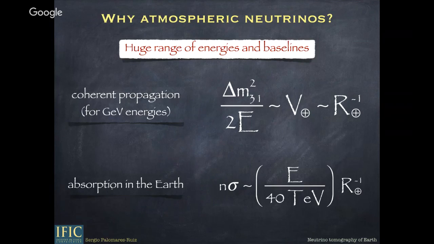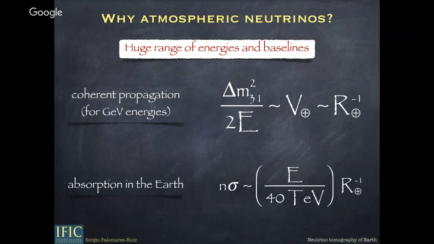Then when we go to higher energies, it turns out that the mean free path of a neutrino crossing the entire Earth, with energies of a few tens of TeV, is of the order of the radius of the Earth. So that means that for neutrinos above, say, a few TeV, the Earth is not transparent anymore, so neutrinos get absorbed in the Earth.